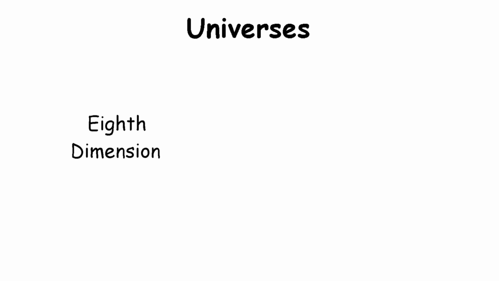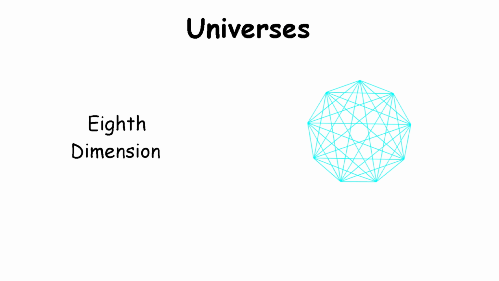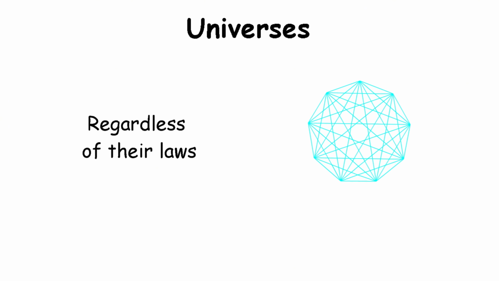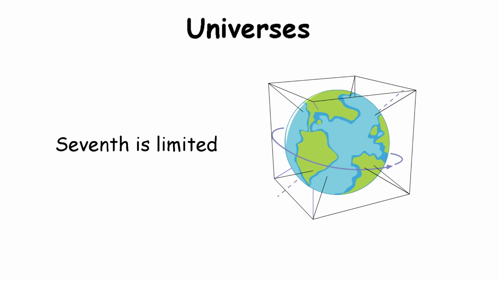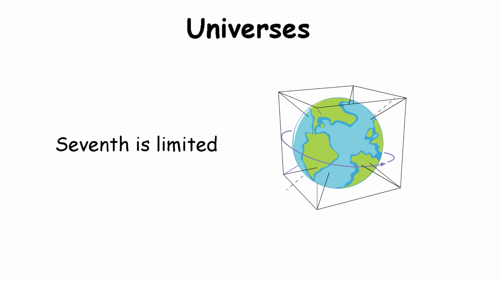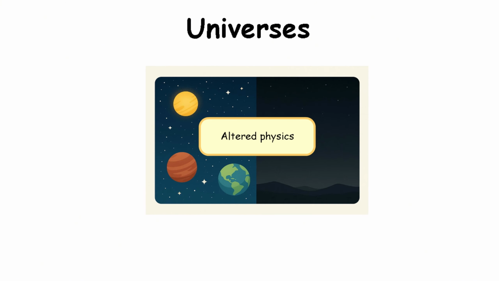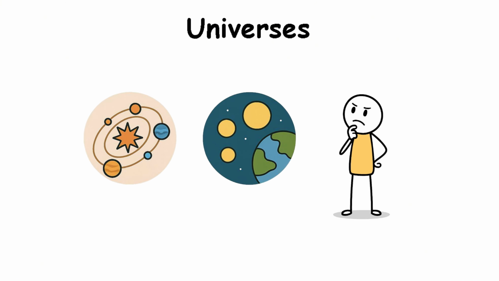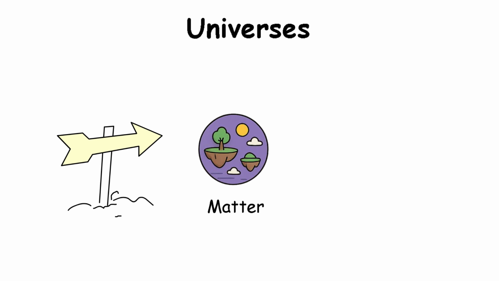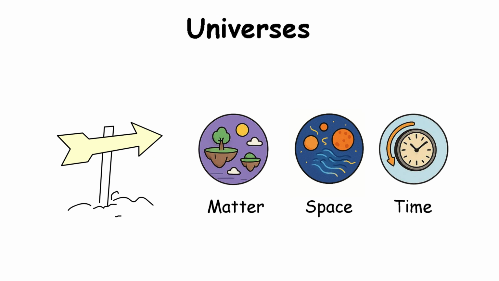Universes. The eighth dimension is the collection of all possible universes, regardless of their laws. While the seventh is limited to universes with altered physics, the eighth includes even those that defy our understanding of physics altogether. Some might not have matter, space, or time as we know them.